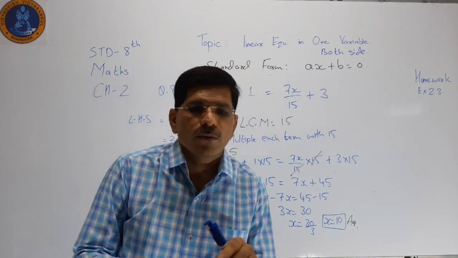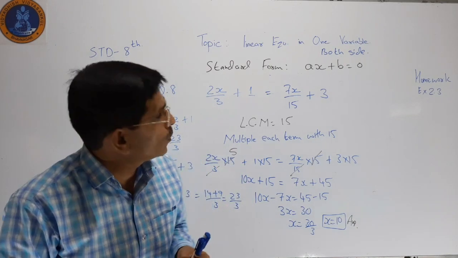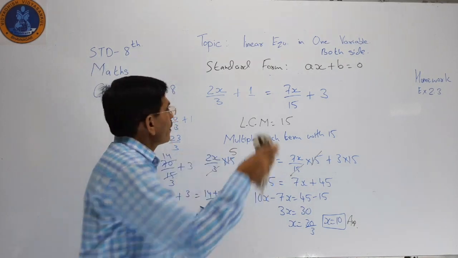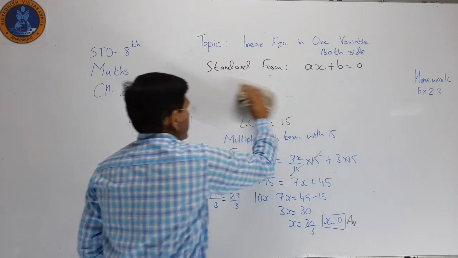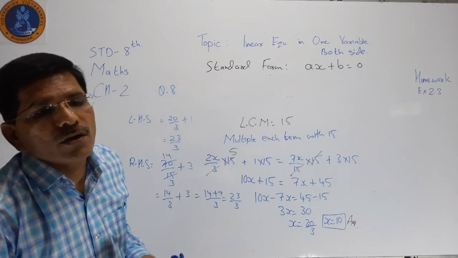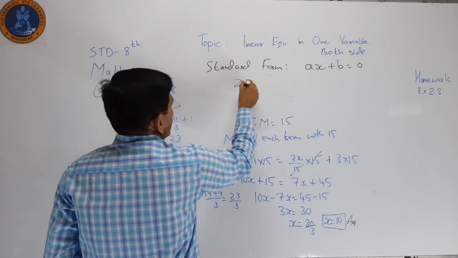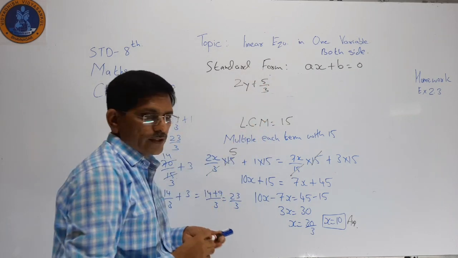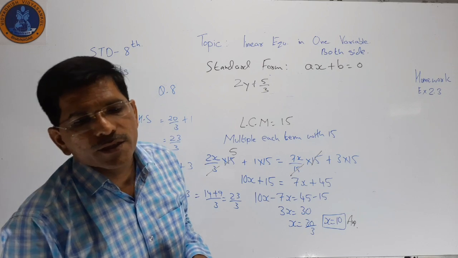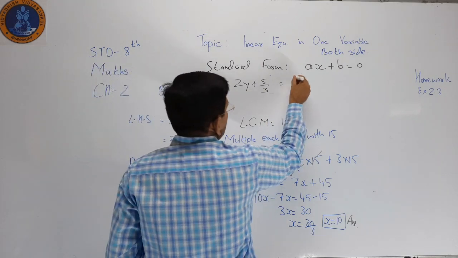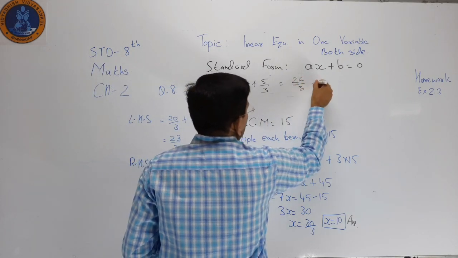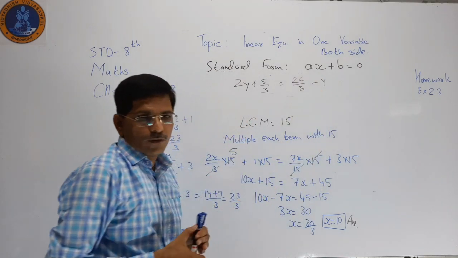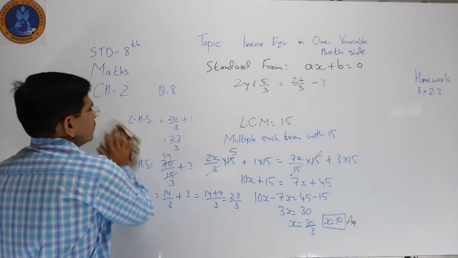Still one more sum related to the LCM, so I am writing it here. You have to write this sum and check whether the answer is correct or not. The question is 2y plus 5 by 3 is equal to 26 by 3 minus y. Now we have to do this sum.